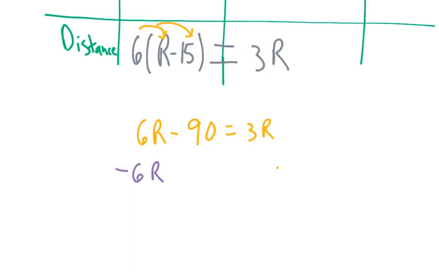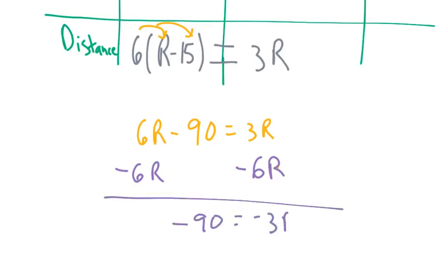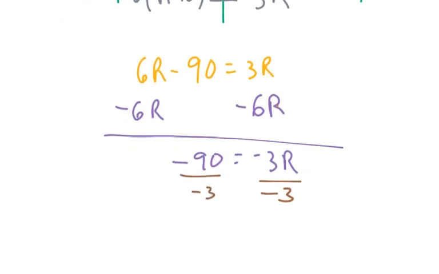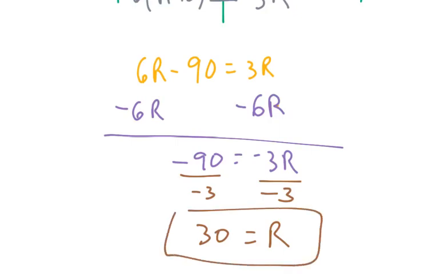Subtract 6R from both sides. So negative 90 equals negative 3R. And finish it off by dividing by negative 3, and R is 30. So there you have it.